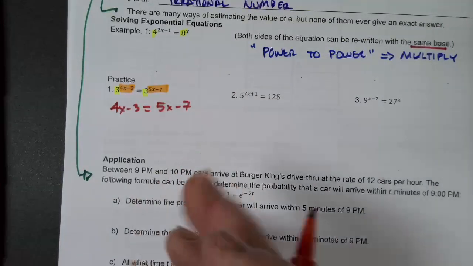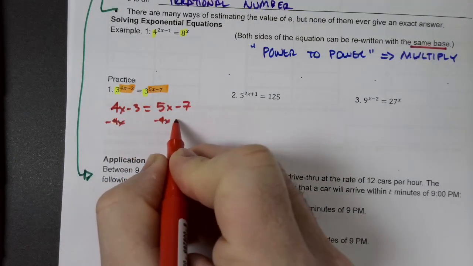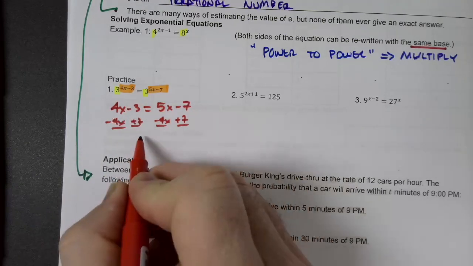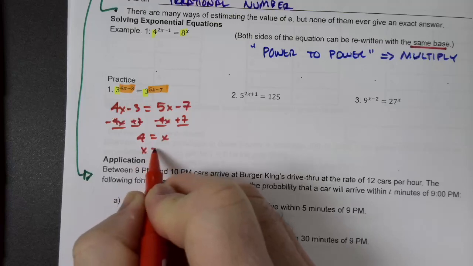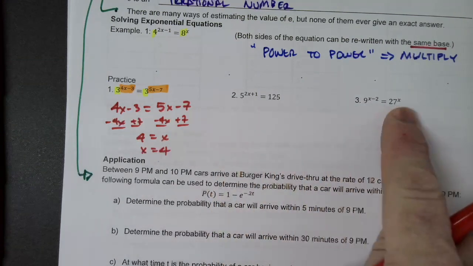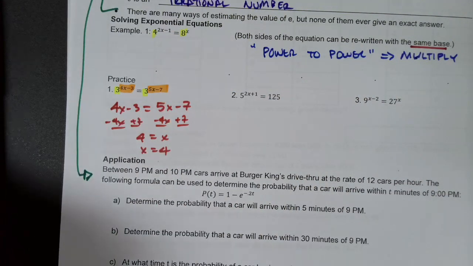Okay. Subtract 4x from both sides, add 7 to both sides, and what do we get? 4 equals x, or x equals 4, and we're done. But you'll see on the next two, we don't have the like bases. So let's go back up to our example here and say, what could we do to get like bases?